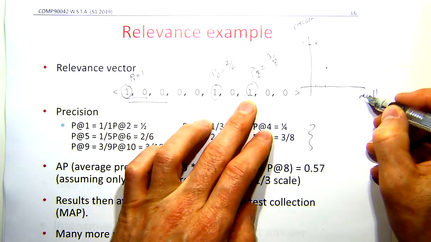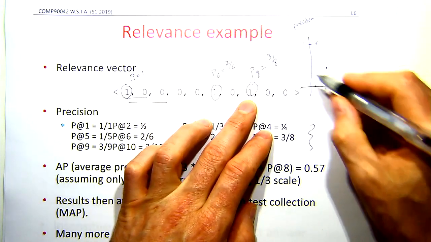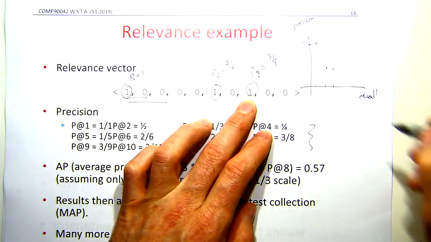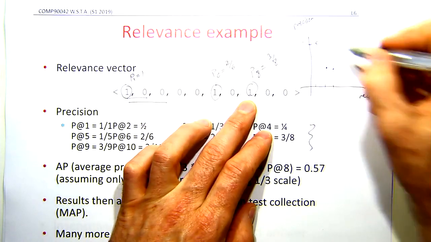And at precision, once we get to the third item, our precision was 3/8. Yeah, is that less or greater? Anyway, I won't do maths on the fly.